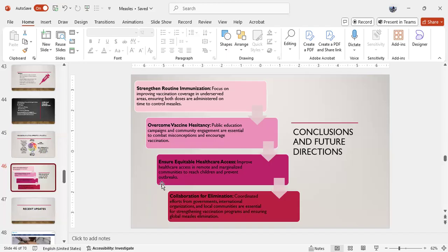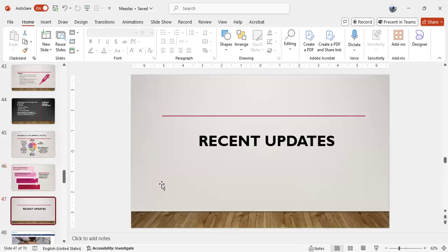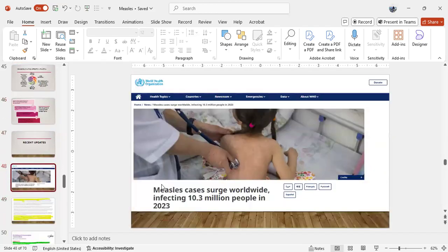Collaboration for elimination. Coordinated effort from government, international organizations, and local communities is essential for strengthening vaccination programs and ensuring global measles elimination. Moving forward to the recent updates.